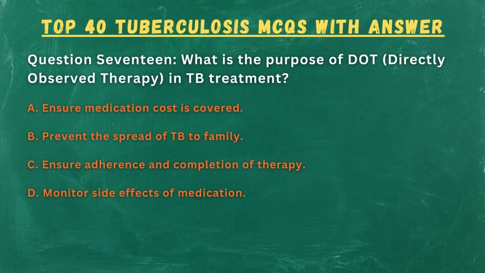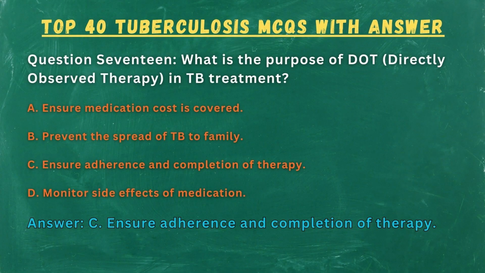Question 17. What is the purpose of DOT, directly observed therapy, in TB treatment? A. Ensure medication cost is covered. B. Prevent the spread of TB to family. C. Ensure adherence and completion of therapy. D. Monitor side effects of medication. Answer. C. Ensure adherence and completion of therapy.